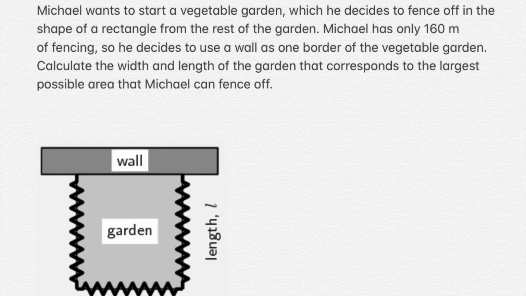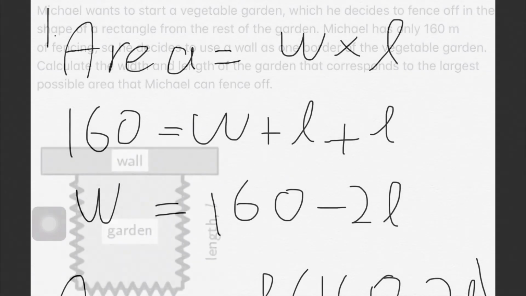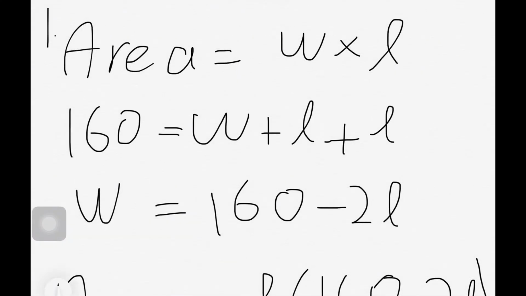off. So from this diagram here, we can see the garden, the length that has been labeled with L, the wall at the back side of the garden, and also the width have been labeled with W. So we have identified the problem that we are encountering now. We need to find the width and length of the garden so that we could fence the garden.